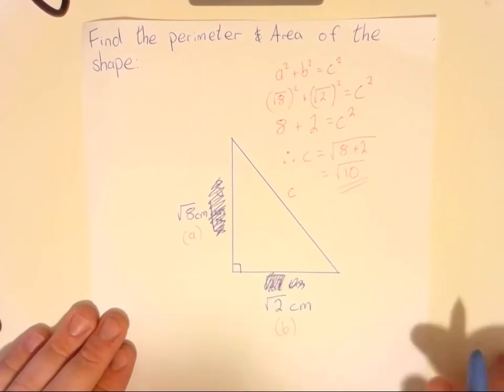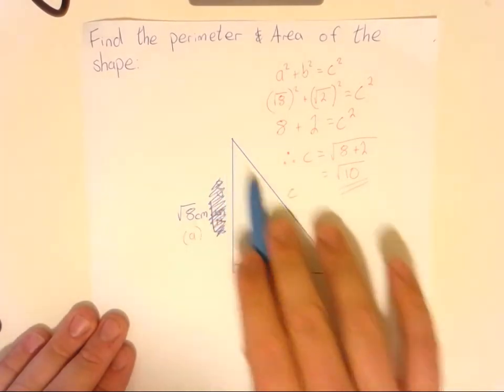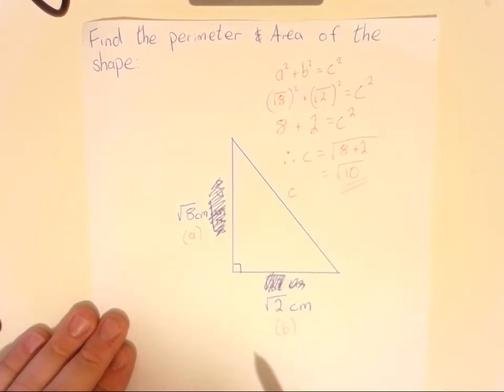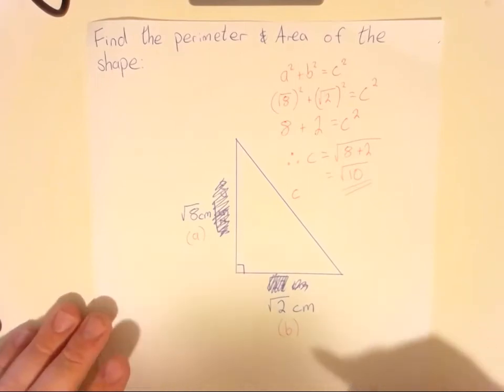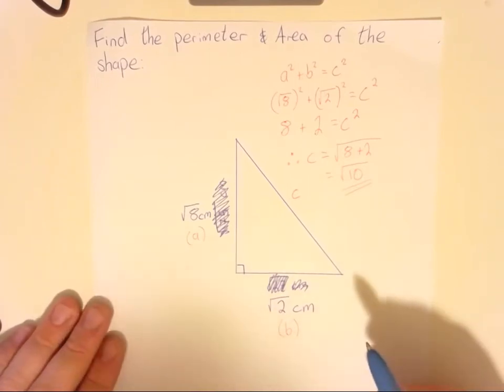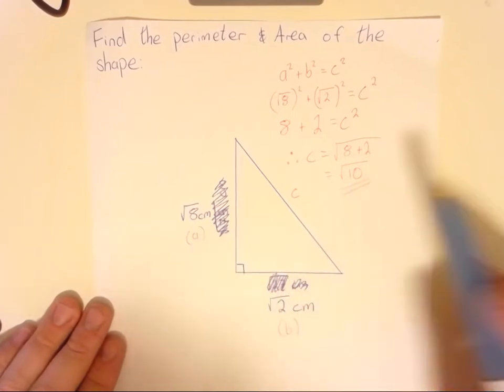Now that I've got the length of this side here, the square root of 10, I can now add these together to get my perimeter. Before I do that, I need to look at whether I can manipulate any of these to get them all in the same sort of form.